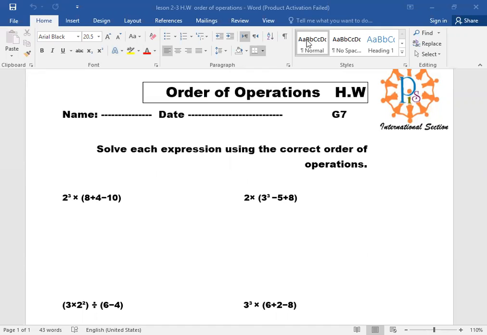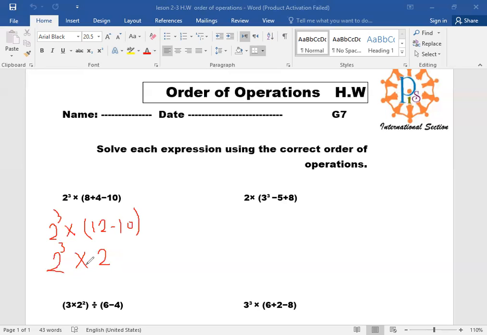Which step will come second? The exponents. So first, it was 2 to the power of 3. We will keep it the same, multiply. We will simplify the parentheses. As I told you, it will be 12 minus 10. Then it will be 2. 2 to the power of 3 multiplied by 12 minus 10. It will be how many?